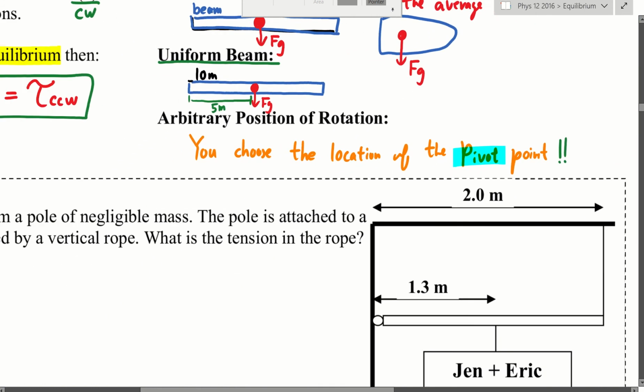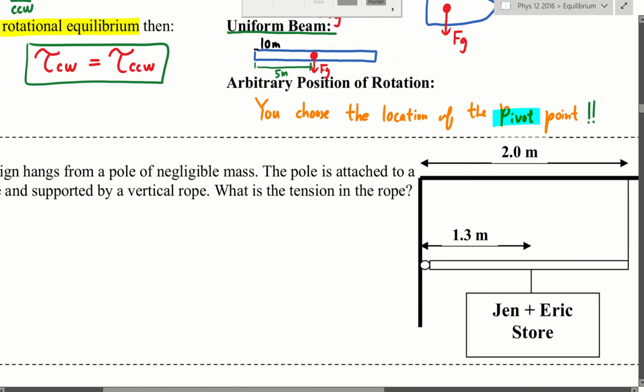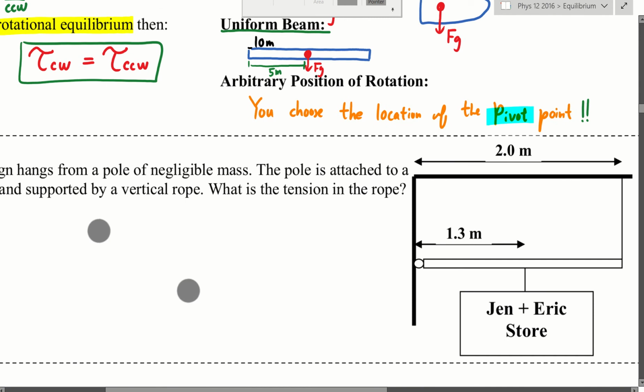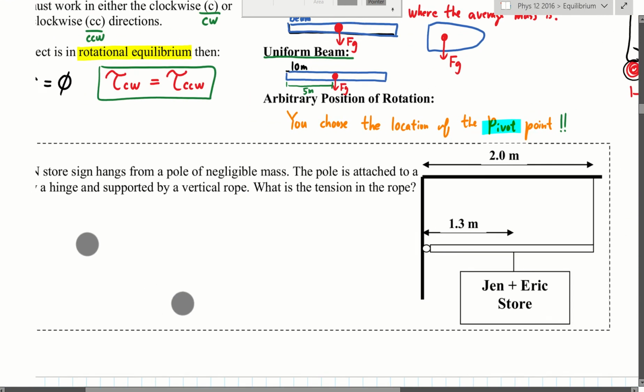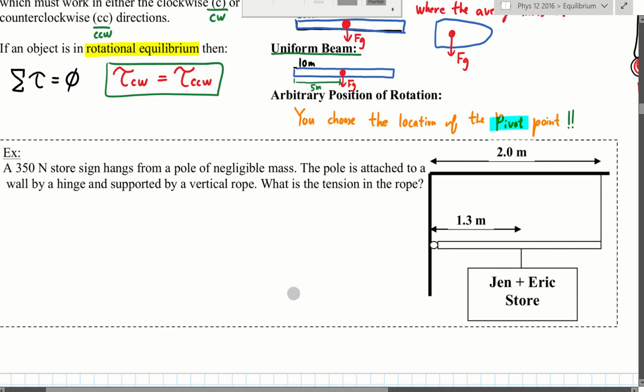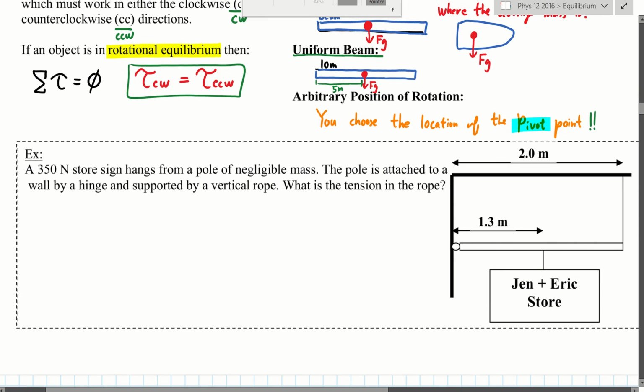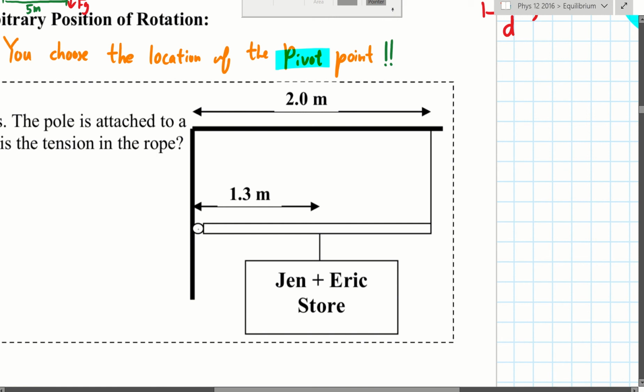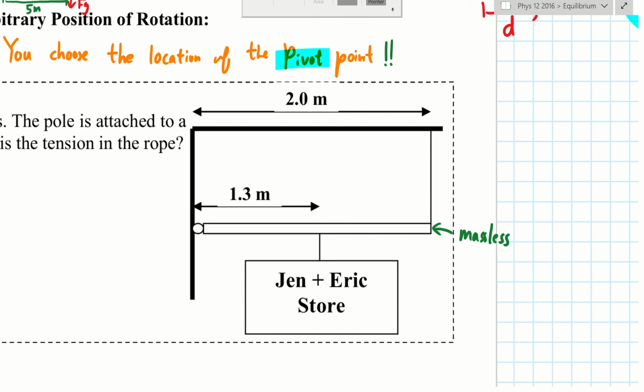For example, here is our first example. We have a commercial sign right here. A 350 Newton store sign hangs from a pole of negligible mass. That means they are assuming that this pole right here is massless, which I know is not reality, but for this question, for now, yes.